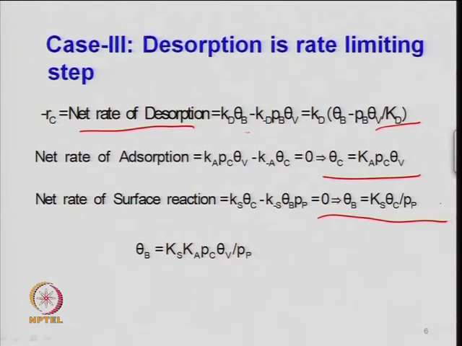In the earlier case this was rate controlling, so the net rate was determined based on that. But this time the third step, this one, is the rate controlling, and the net rate will be given by this. So, this will be fast and at equilibrium. One can very easily calculate from here theta b, and this is your value of theta b.